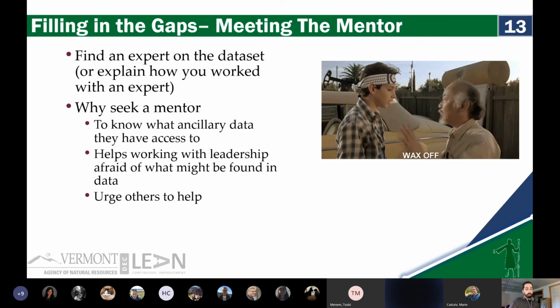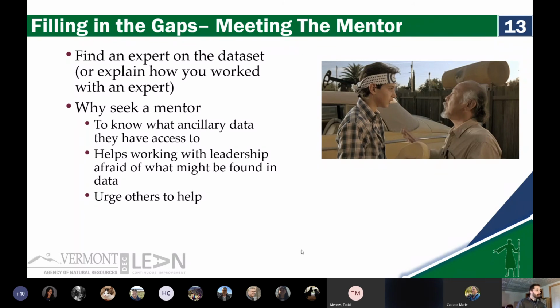So we mentioned filling in gaps, but what if you're not the expert in the data set? So you have to find an expert. So in some cases, you're the Karate Kid learning from an old master, but someone that knows that data can help provide additional guidance to that.